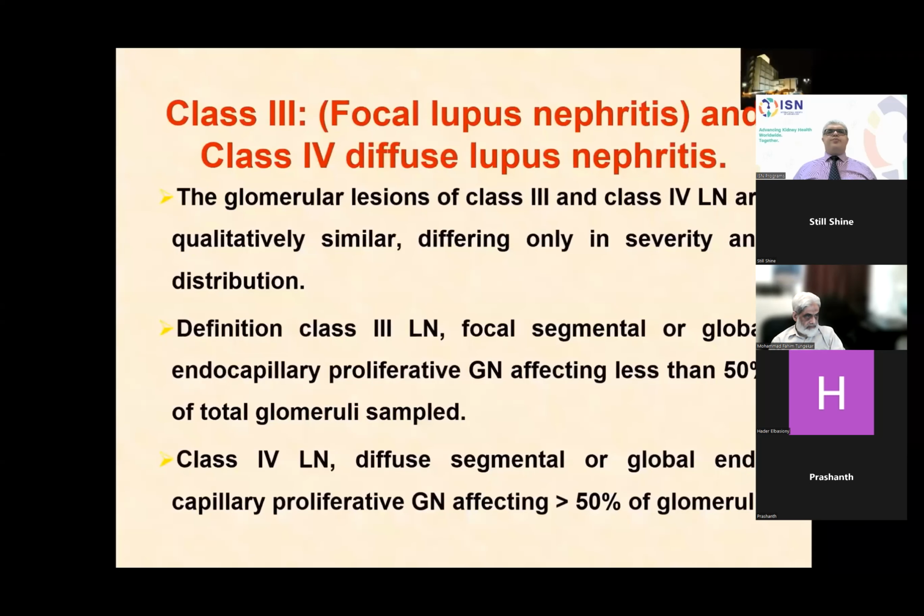The glomerular lesions of class 3 and class 4 lupus nephritis are qualitatively similar, differing only in severity and distribution. Class 3 lupus nephritis is a focal segmental or global endocapillary proliferative GN affecting less than 50% of the total glomeruli sampled. Class 4 lupus nephritis is diffuse segmental or global endocapillary proliferative GN affecting more than 50% of the glomeruli.